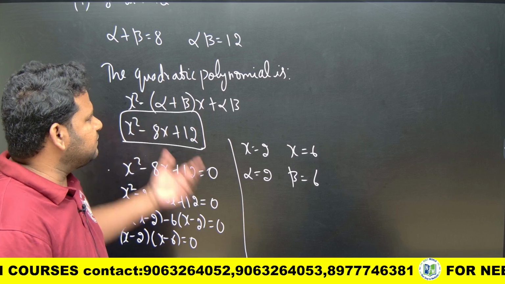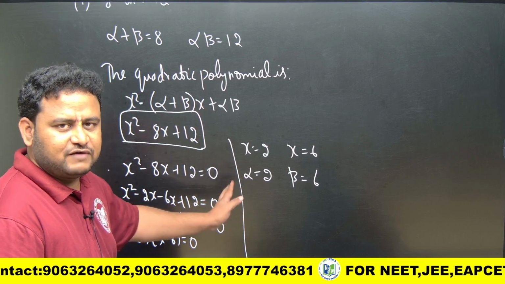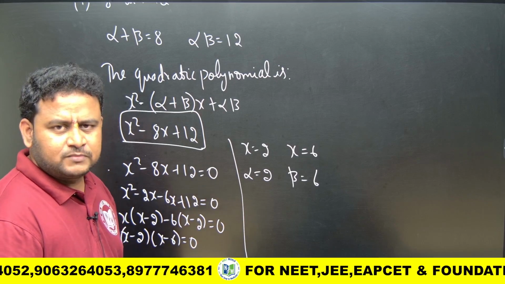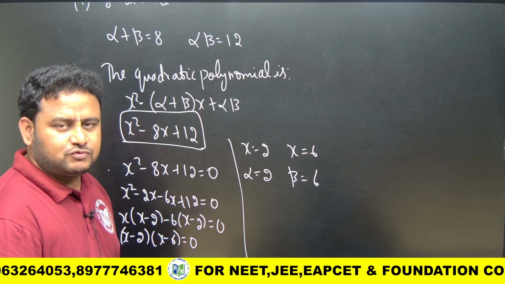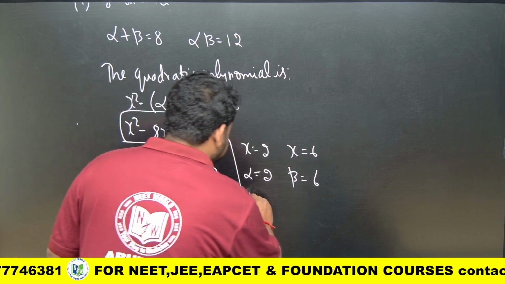So, we got the zeros of the polynomial. Earlier they gave the sum of the zeros and the product of the zeros. Now we got alpha and beta. So, these are the zeros of the polynomial. First, let us verify also. We have to verify also. For verification, we will use the formula method.